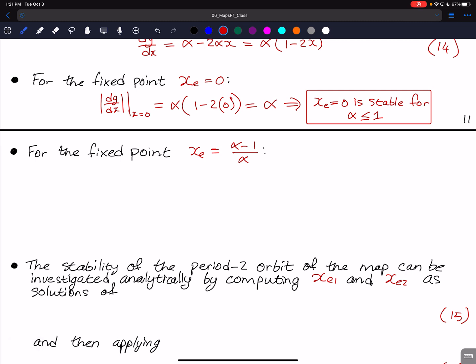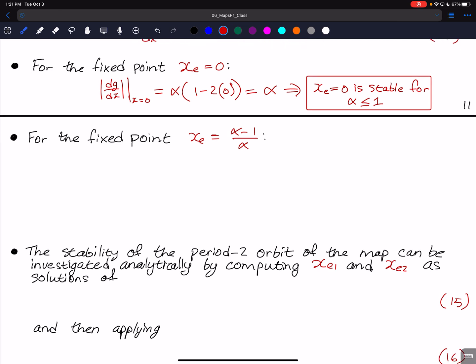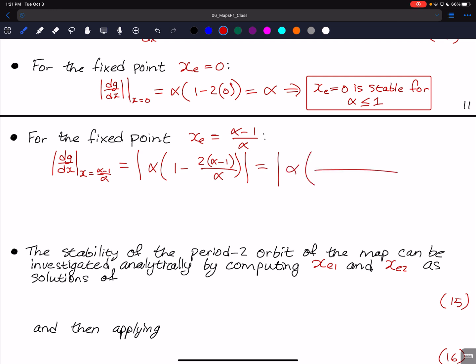For the second point, we can do that as well. In this case, we will have that the absolute value of dg dx evaluated at x equal to alpha minus 1 over alpha is equal to the absolute value of alpha times 1 minus 2 times alpha minus 1 divided by alpha. Whoops. So that is equal to the absolute value of alpha times a fraction with the numerator of alpha minus 2 alpha plus 2 divided by alpha, absolute value. All that must be less than or equal to 1.